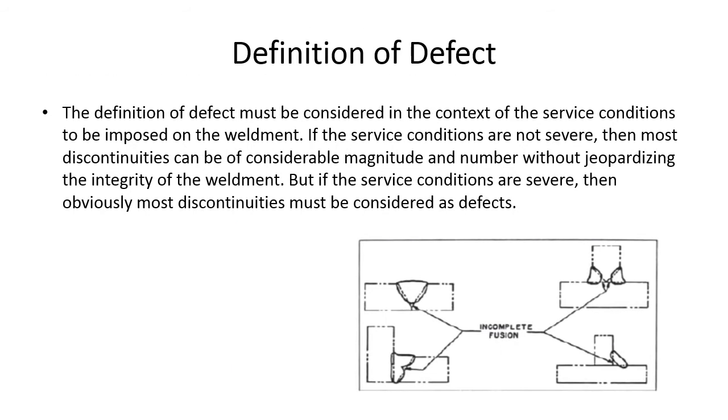Definition of a defect. The definition of a defect must be considered in the context of the service conditions to be imposed on the weldment. If the service conditions are not severe, then most discontinuities can be of considerable magnitude and number without jeopardizing the integrity of the weldment. But if the service conditions are severe, then obviously most discontinuities must be considered as defects. So what's this telling us? This is telling us that it depends on what you're doing, what you're making, what your end product is.